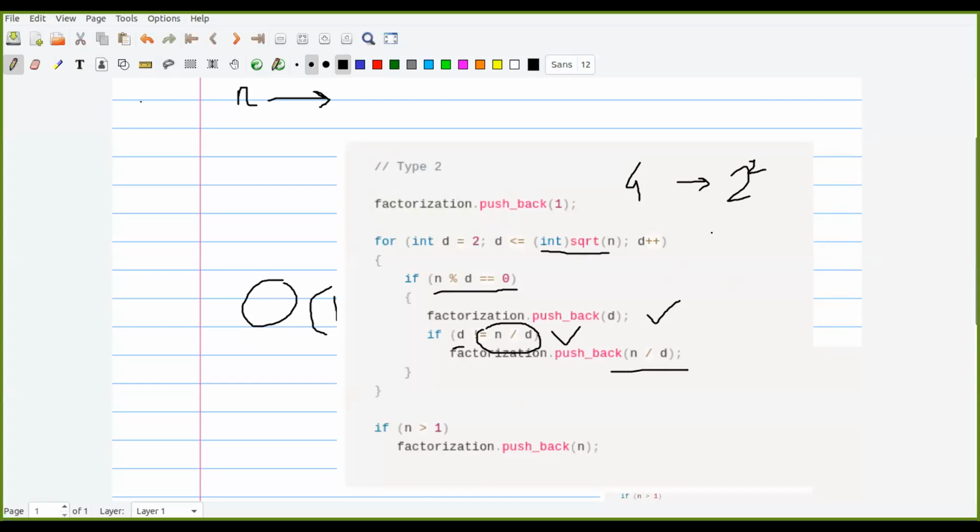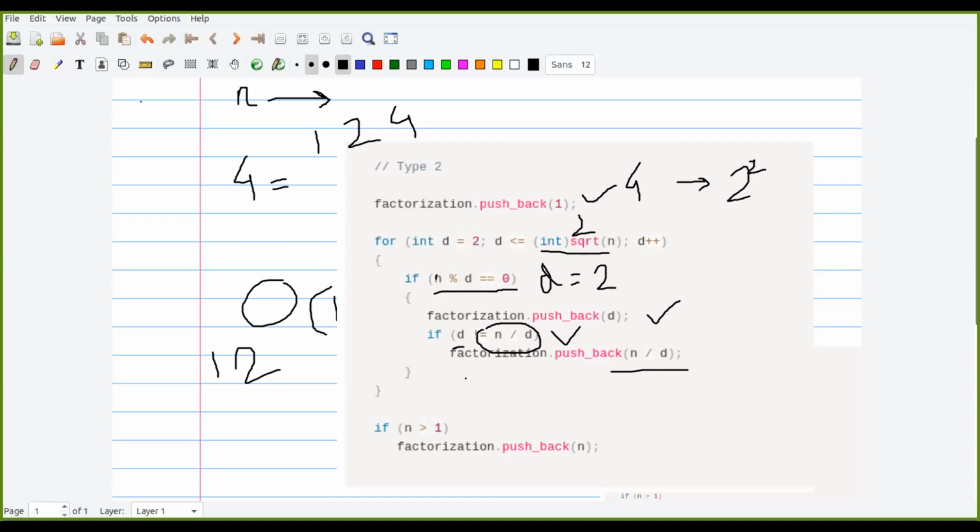Could you repeat why we are checking d not equal to n by d? Yes, suppose your n is 4. What are the factors of 4? 1, 2, and 4, nothing else. So suppose I'm iterating up to square root of 4, which is 2, so d goes from 2 to d less than or equal to 2, and d will be 2 in the beginning. Now you check whether 4 is divisible by d, that is 2. So here my d is equal to 2, so this will be true. As a result, I'll push back d into my factorization array. So now my factorization array consists of two things, 1 and 2, because 1 is taken initially.